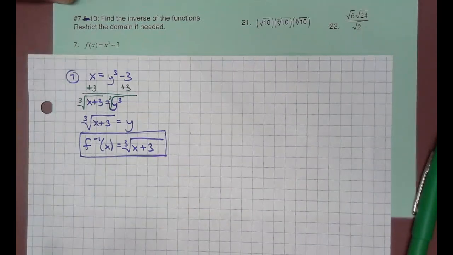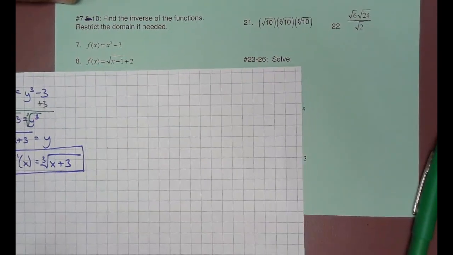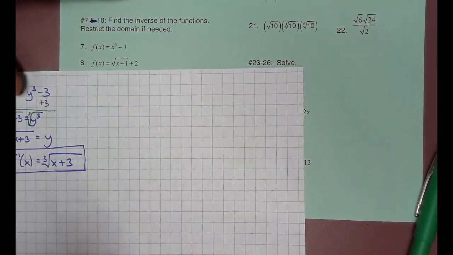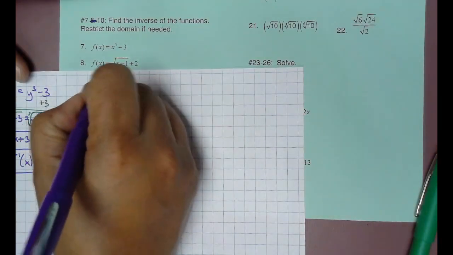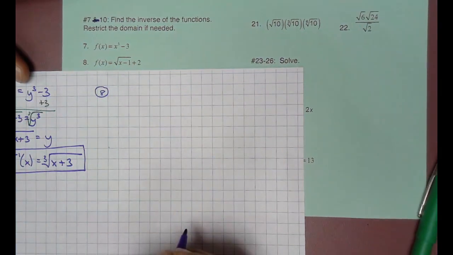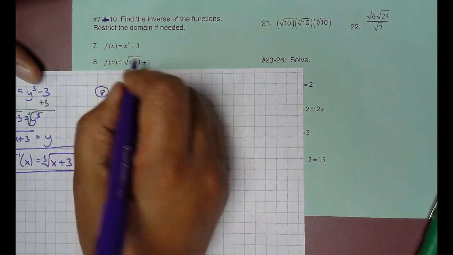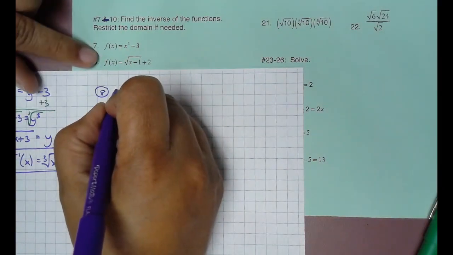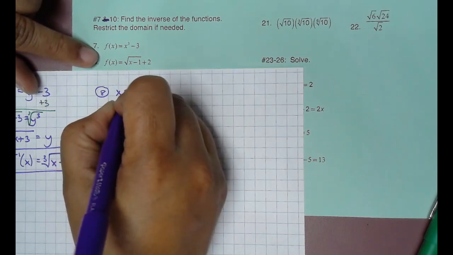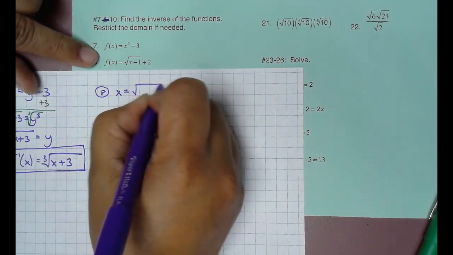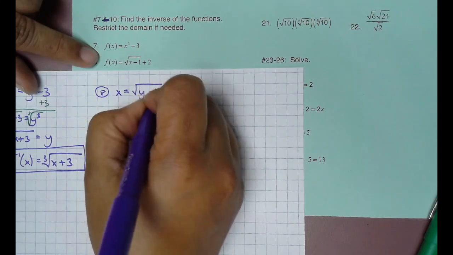Okay, let's take a look at number 8. So number 8, we have a square root function, so we do not need to restrict the domain, only for quadratics, which is x squared. This is a square root. So f of x is really your y, so we're going to change that to be an x, and then change this x to be a y.